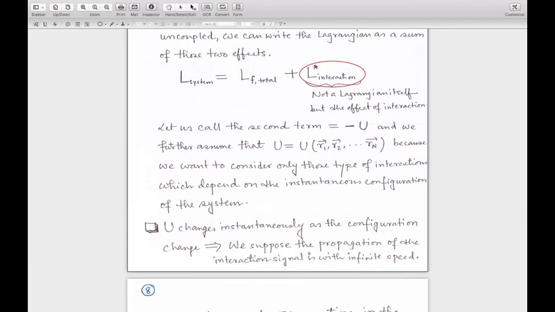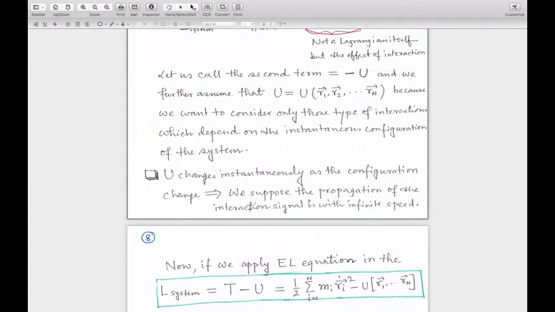Now let us call the second term minus of a scalar function U. We further assume that this interaction term should be a function of the instantaneous positions of all the particles. That means it should be a function of R1, R2 up to Rn, because we want to consider only those types of interactions which depend on the instantaneous configuration of the system. That is our pre-designed motivation.